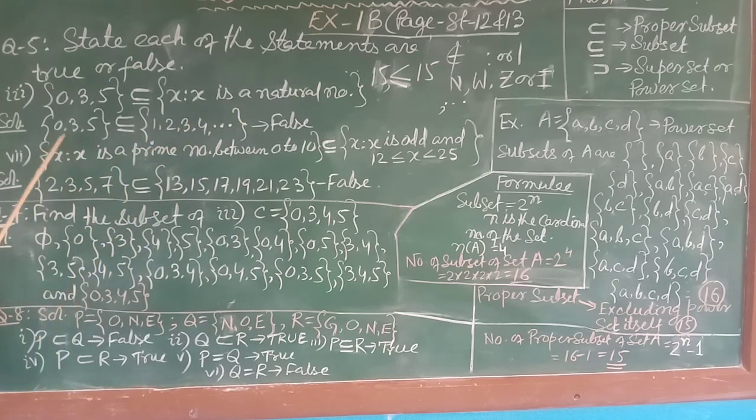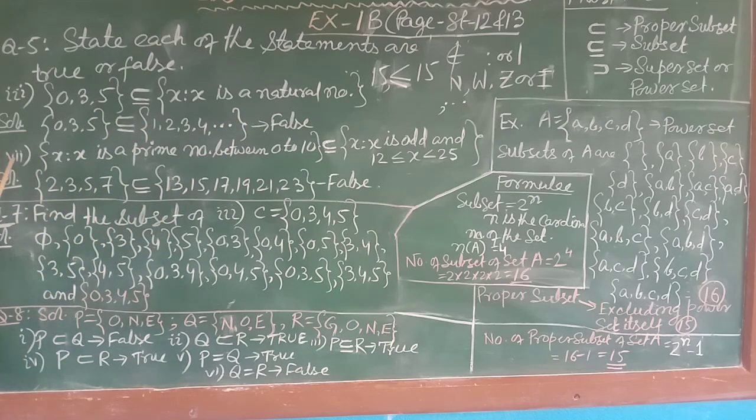Now, 0 is included, but 0 is not an element of the superset. It cannot be a subset of this set. This cannot be the subset of this set, therefore it is false. The symbol said it has to be a subset, but it is not a subset because 0 is not an element. You understand? So it is false.